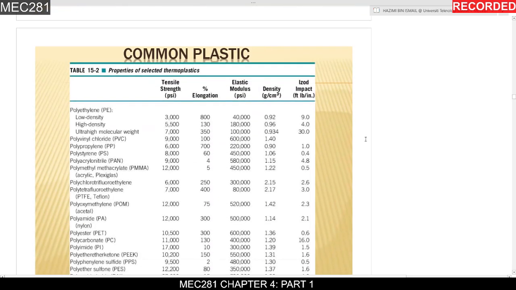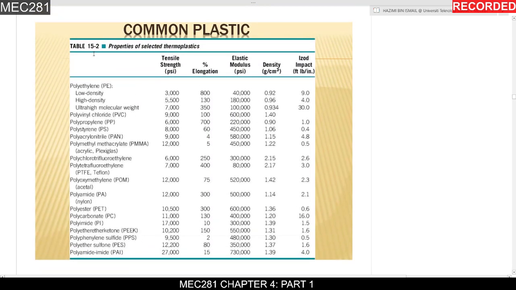And okay, this is the table to show you the common plastic properties. So if you want to use the material in your product design, you can refer to the properties of that material based on the properties that you want in your design product.